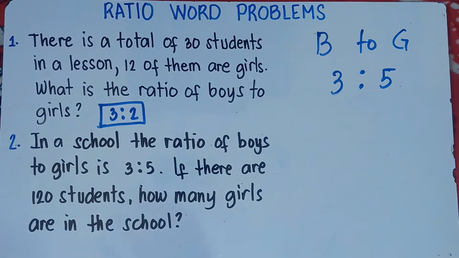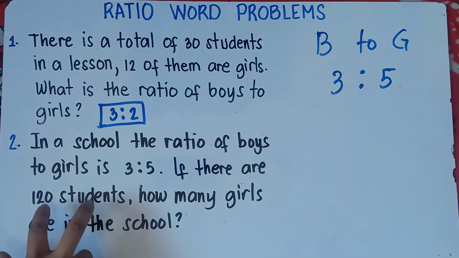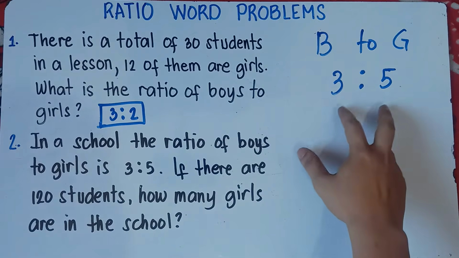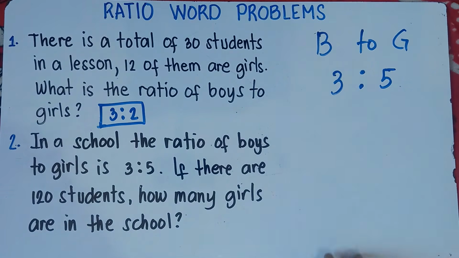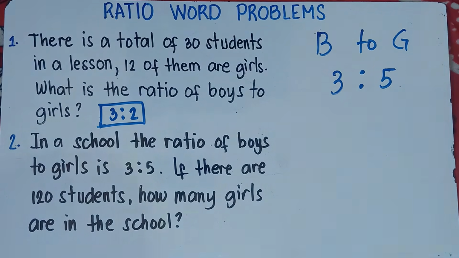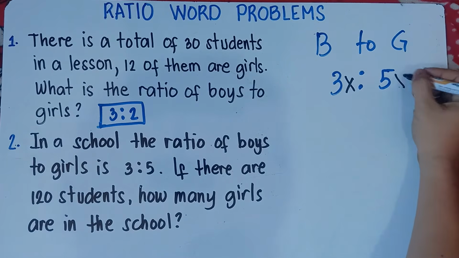Once again, class, if you have this kind of example, the ratio is given and you are given the total quantity, 120 students, the thing that we will do is we need to make an equation. Question: how to make an equation, sir? We need to multiply the ratio with a variable. You can choose any variable, class. You can use x, y, a, b. So we multiply it by x, and the same variable for the other.